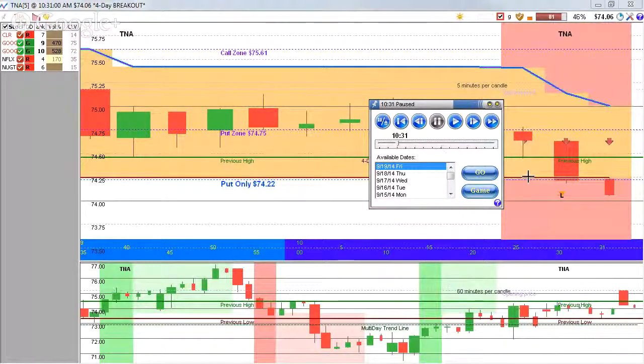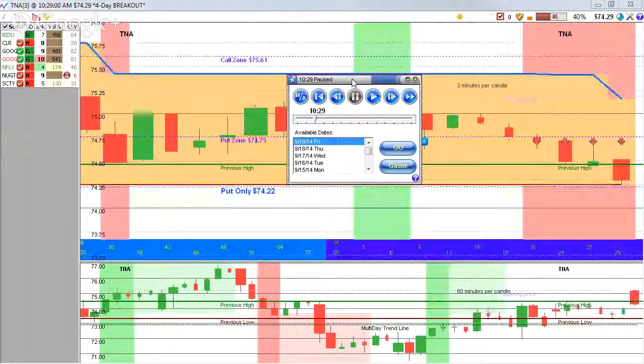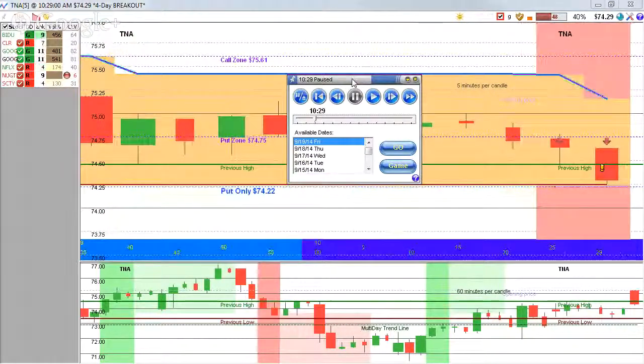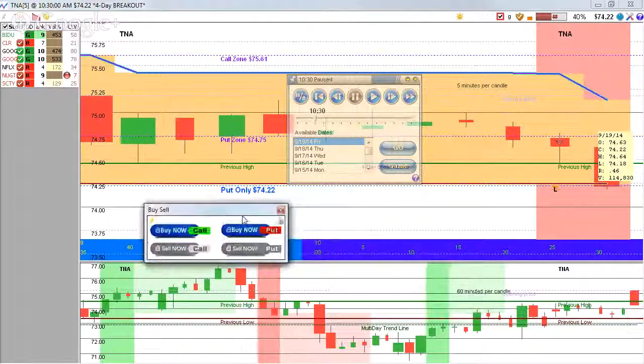Here's where it broke. I'm going to back up because it's the second candle that I want to grab. I'm going to make sure it's in the 5-minute candles so it looks consistent. So that's the second candle. It just broke it right there, broke the put-only zone. I'm liking it. If we bring back the old buy button, I'll just tell you how you did here.